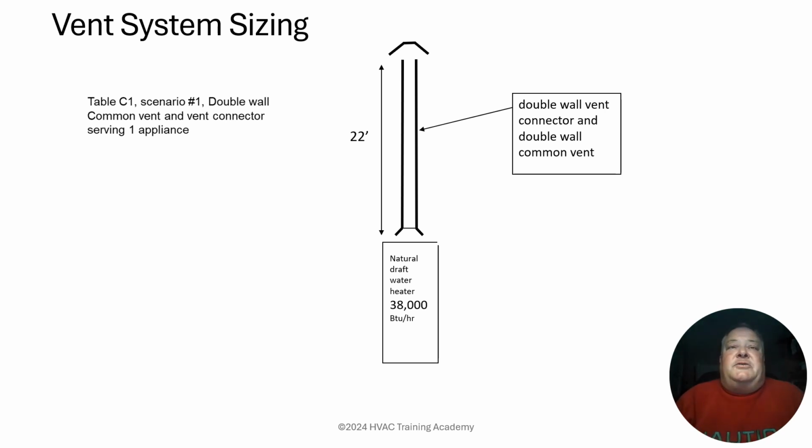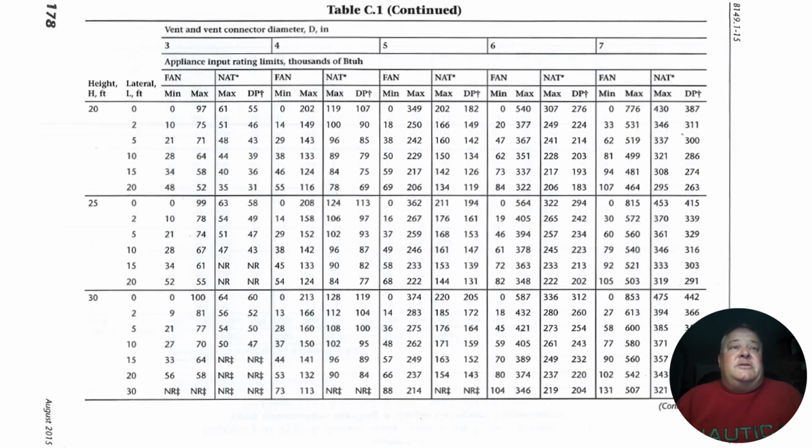You can see in this case, we got a 22-foot vent height on this particular scenario. So again, we've got B vent all the way, or double wall vent and double wall vent connector all the way from one end to the other of this. It's a 38,000 BTU natural draft water heater with a 22-foot vent height. So again, the table we're going to use is going to be C1 because we only have one appliance, so it's B vent all the way. So we've got C1, and as we indicated, we had a 22-foot vent height, we had a 0 lateral, and again, natural draft. You could see that we had 61 and 55 at that point.